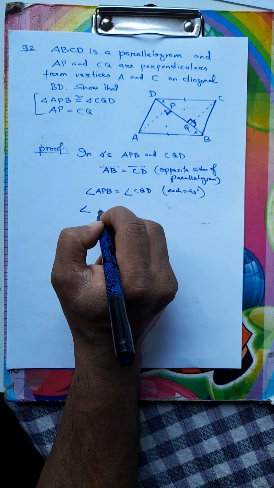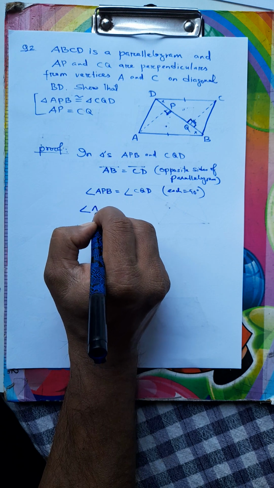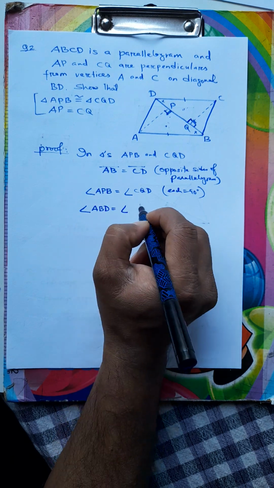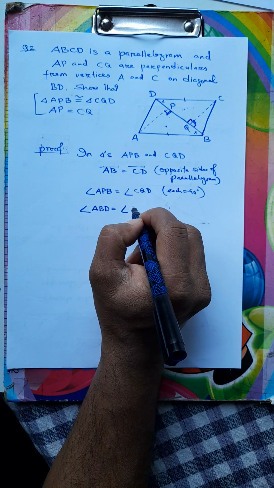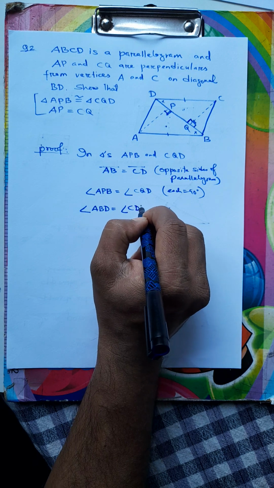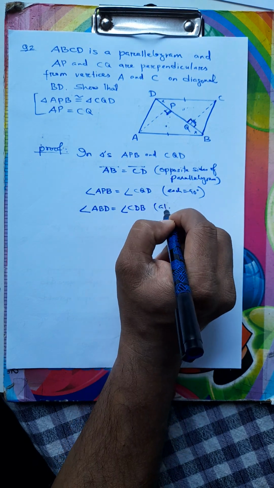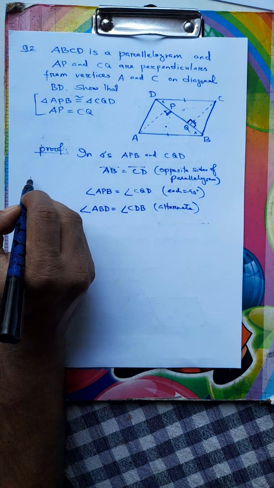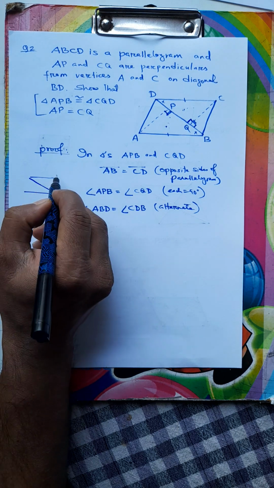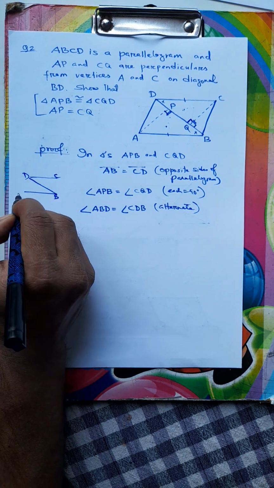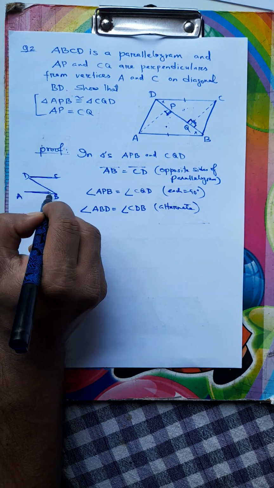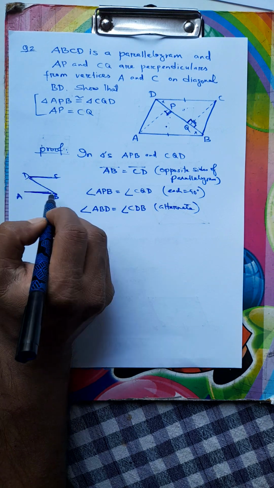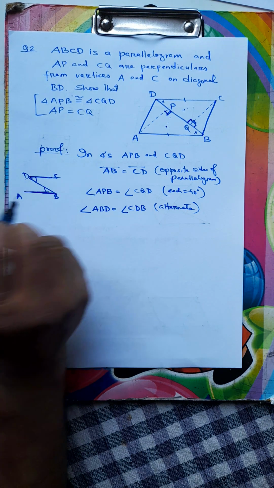Angle ABD equals angle CDB, alternate angles, right? These two lines are parallel, opposite sides of a parallelogram are parallel, CD is parallel to AB, and diagonal BD is a transversal, so these two angles are equal.